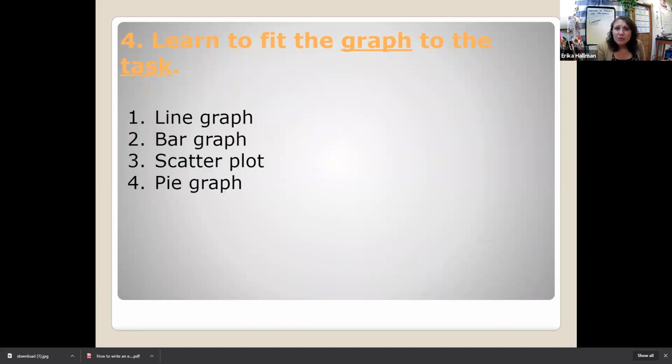The fourth clue for how to graph appropriately in this science class is to always fit the type of graph to the task that you're trying to do. So primarily in biology class, we'll use four main types of graph this year. So those are the four we're focusing on right now. The first of which is a line graph.